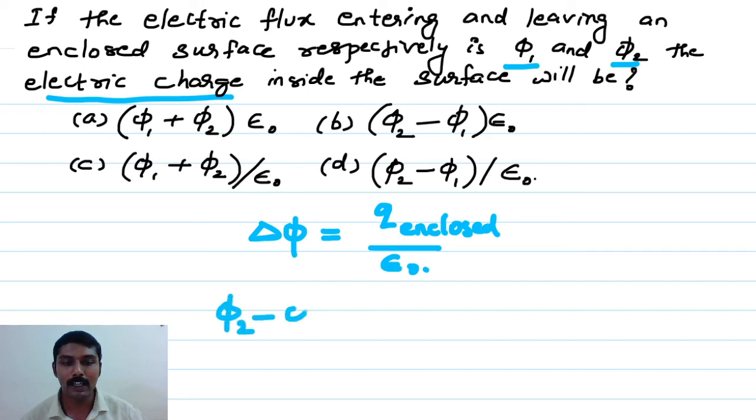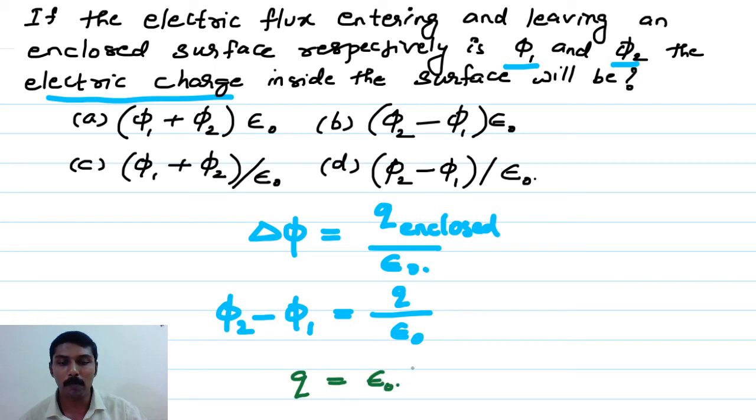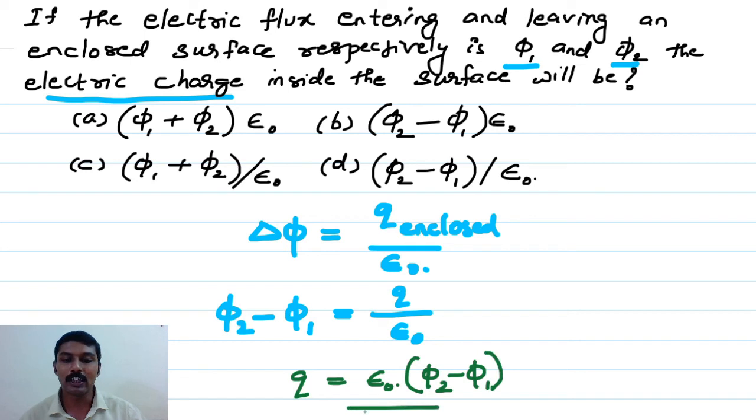Phi 2 minus phi 1 is the resultant flux, since one is going in and the other is coming out. So phi 2 minus phi 1 is equal to Q enclosed, which I am writing only as Q, divided by epsilon naught. So the resultant answer for the charge enclosed will be epsilon naught multiplied by phi 2 minus phi 1, which is a question from Gauss's law in electrostatics, and is obviously a very important question.